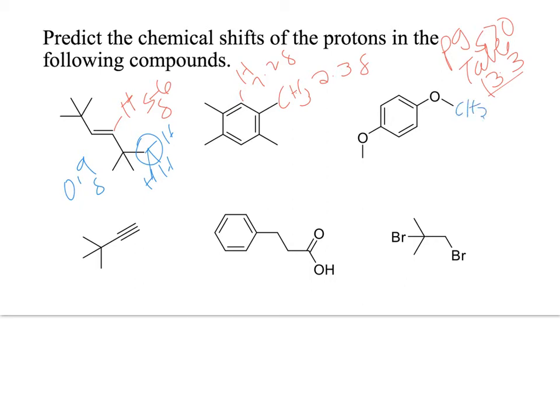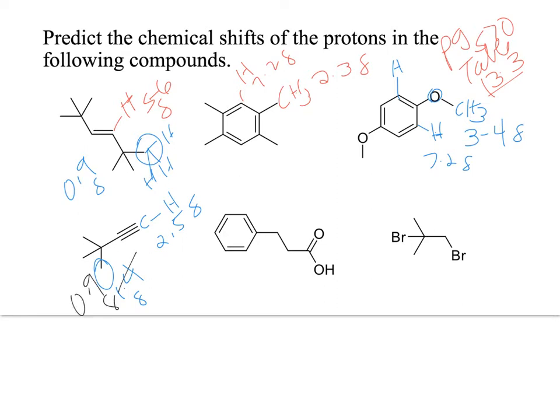Here we have a CH3, the methoxy, because it's connected to the oxygen. That's going to show up between 3 and 4 chemical shift. And then your aromatic protons are going to show up around 7.2. Here we have a carbon hydrogen from the alkyne. That's going to show up around 2.5 for your chemical shift. And then this methyl is going to show up about 1.4. Actually, that's not true. I think that's going to show up around 0.9 chemical shift.